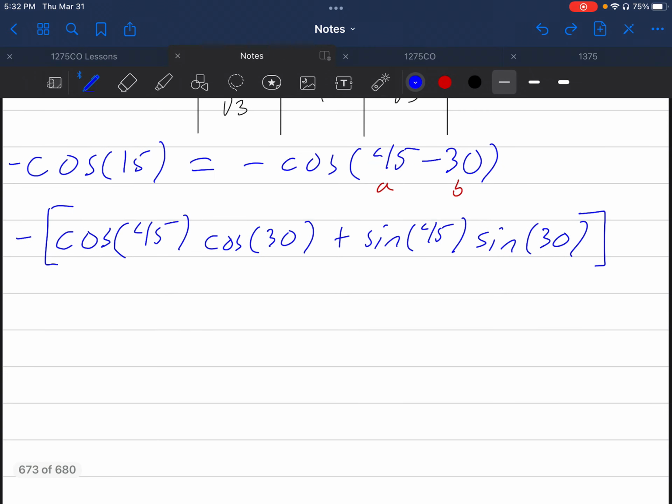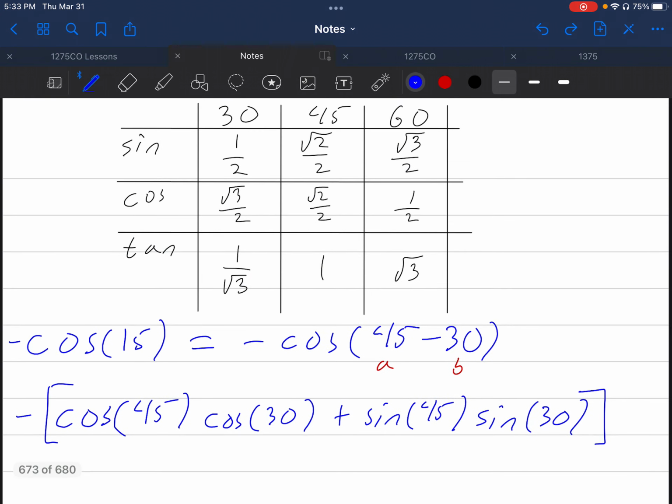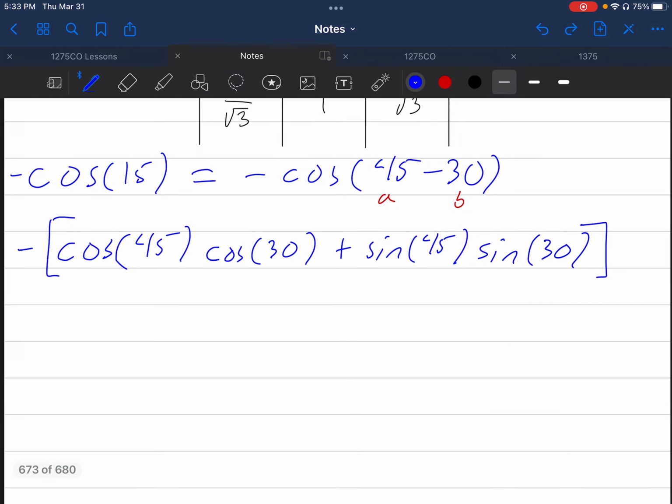That's not part of the sum and difference formula. That's just coming from the problem that we're looking to solve. So the cosine of 45, then again, this chart tells us the cosine of 45 is equal to radical 2 over 2. The cosine of 30 degrees is equal to radical 3 over 2. Sine of 45 is radical 2 over 2. Sine of 30 is 1/2. So let's plug in all of those values.